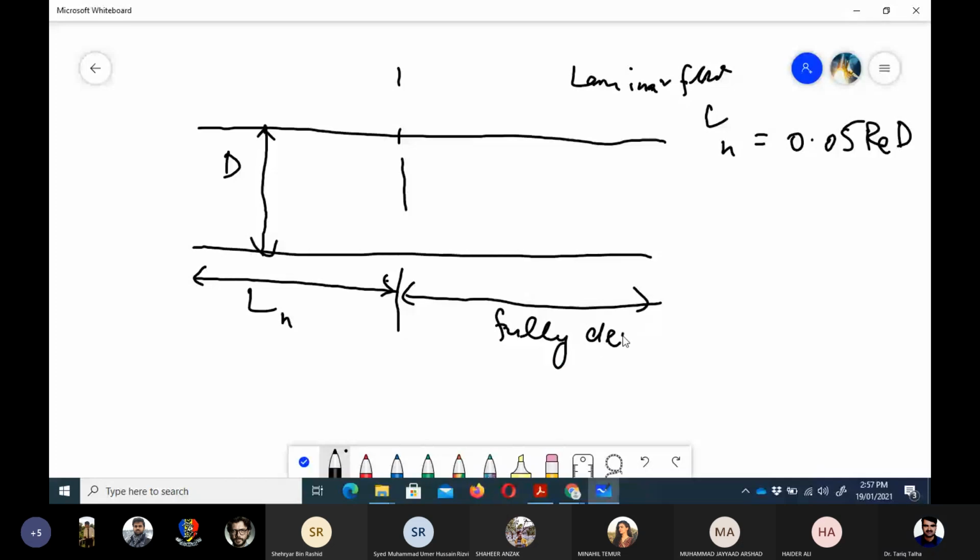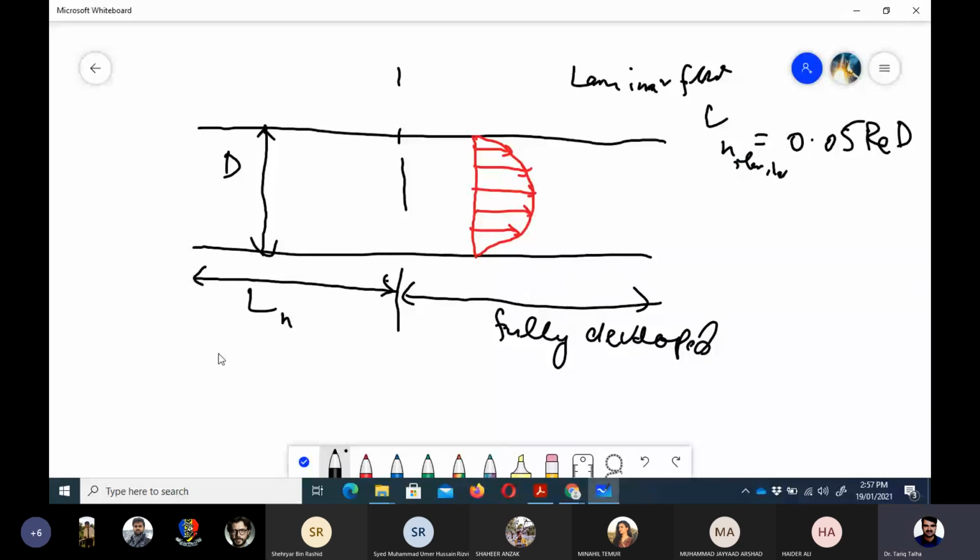Fully developed, right? How do we know that it is fully developed? Because then the velocity profile would be parabolic, and the velocity along a streamline would remain constant. We call it LH, laminar.